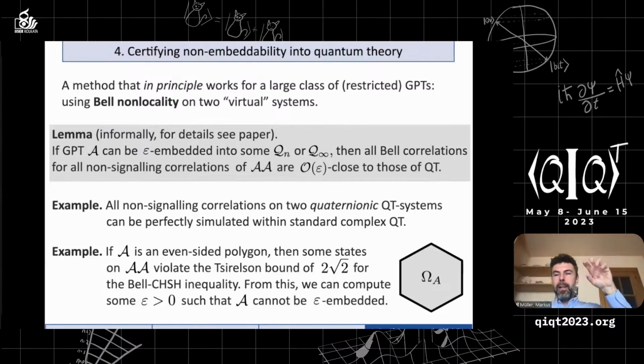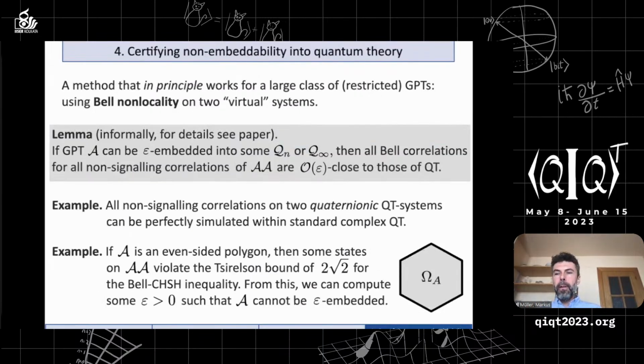And this tells you that a single gbit cannot be embedded into a single quantum system. That's what this lemma also tells you. So in general, for these even-sided polygons, we can infer from these known results that we can compute some epsilon such that the state space cannot be epsilon-embedded. So an error close to 0 is impossible for an embedding into quantum systems of any dimension.